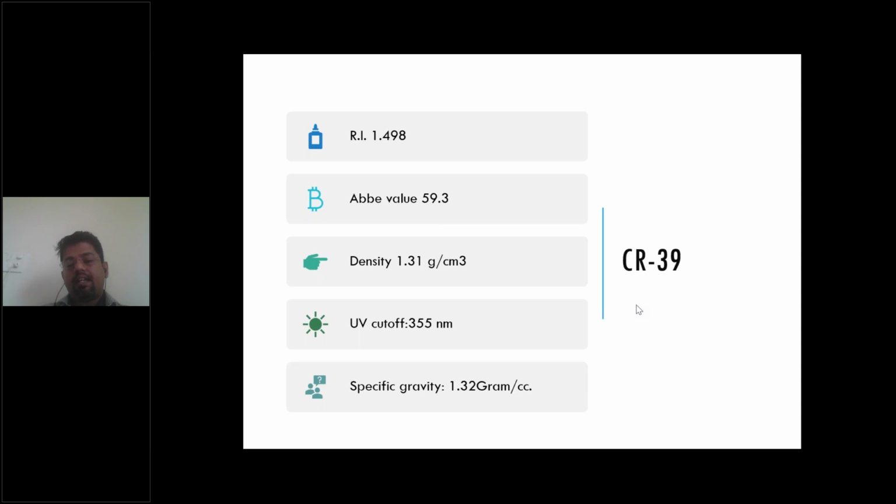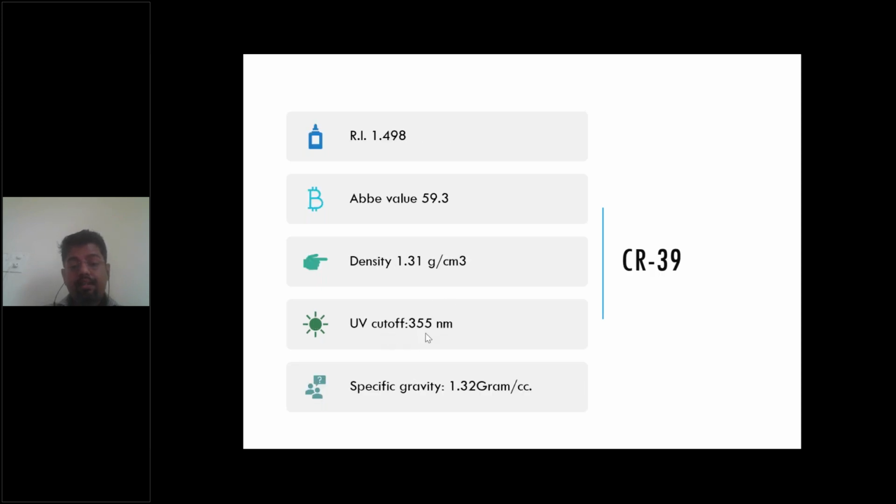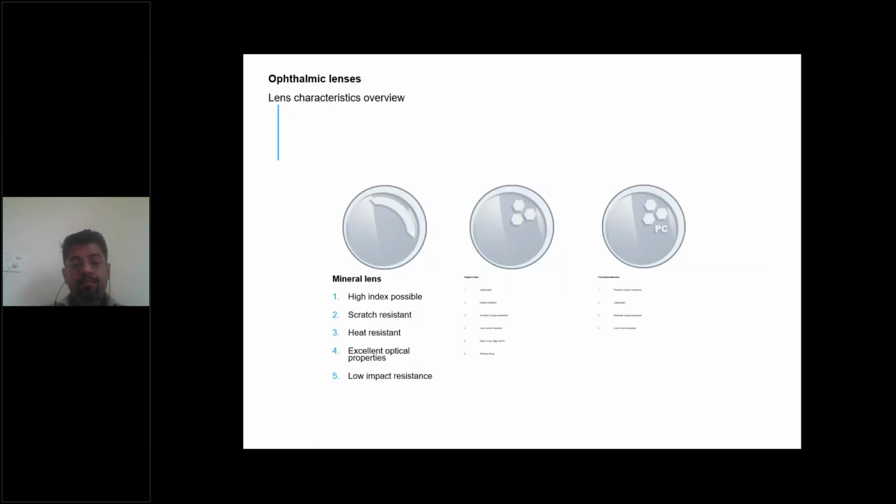Whereas CR39 may not be that tough in case of density, but it has a very good Abbe value of 59.3. We'll be discussing more about why I'm talking about the Abbe values. And another thing, you see the UV cutoff here is 355 nanometer. For polycarbonate, the UV absorption or UV cutoff is 330. So we'll be discussing more about it.